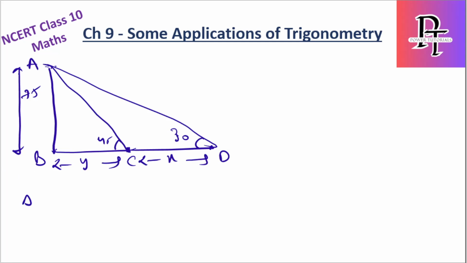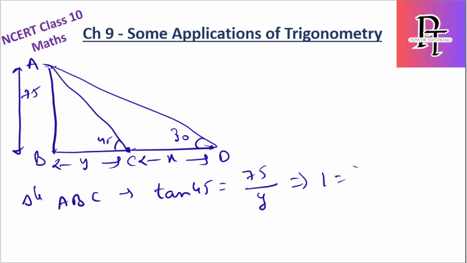Let's take the first triangle, which is ABC, because I always prefer the small triangle first. So here tan 45 is opposite by adjacent. Opposite is 75. Adjacent is what we are assuming as Y. Tan 45 value is 1. So 1 is equal to 75 by Y, which implies we got Y value, which is 75 meters.